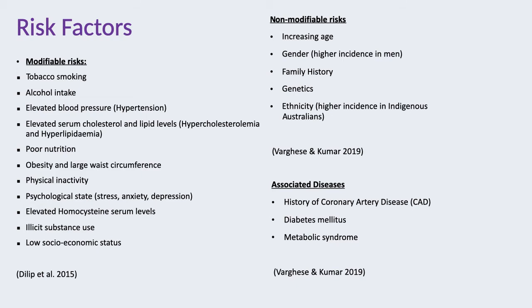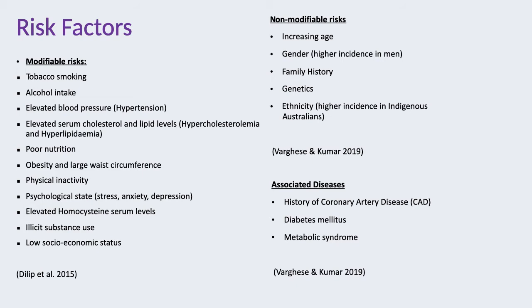Other possible modifiable risk factors include poor nutrition, a stressed psychological state, elevated homocysteine serum levels, illicit substance use, and low socioeconomic status. Non-modifiable factors are biological and genetic factors which cannot be manipulated. Non-modifiable factors for acute coronary syndrome include increasing age. Around 80% of acute coronary syndrome occurs in people aged over 65.